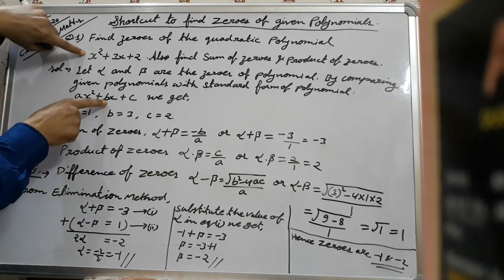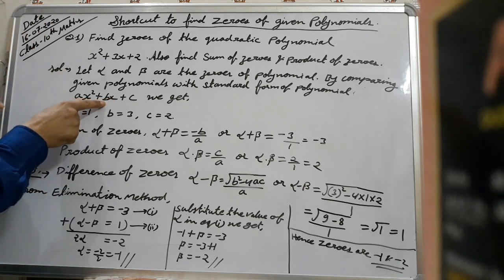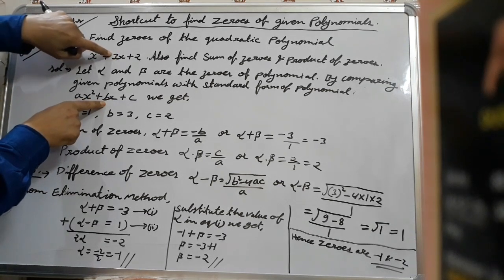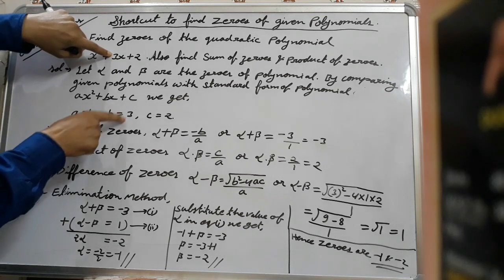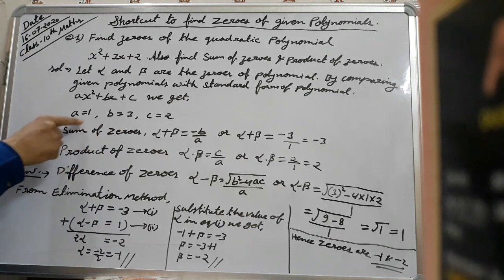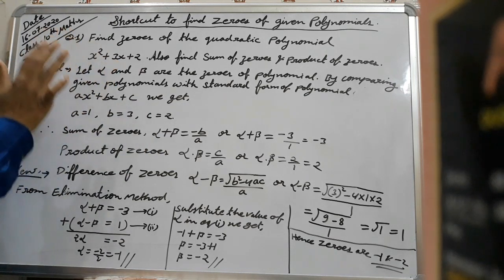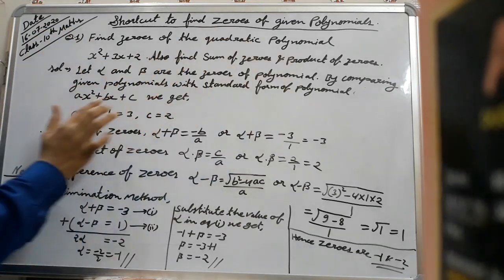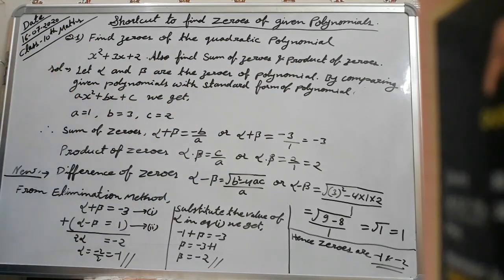And here the coefficient of x is b. Here the coefficient of x is 3. So b is equal to 3. And here c is equal to 2. First we write the values of a, b and c by comparing the given polynomial with the standard form of polynomial, that is ax square plus bx plus c.